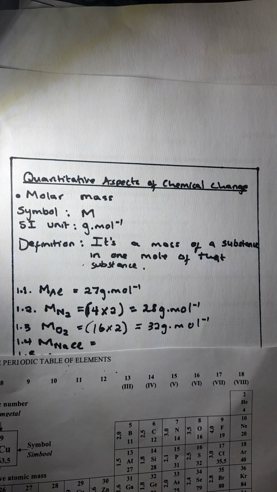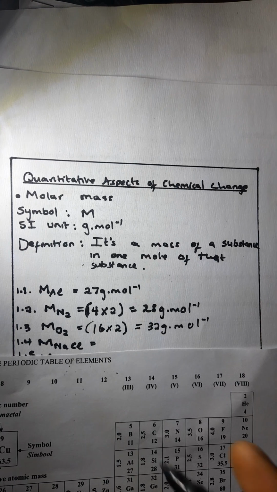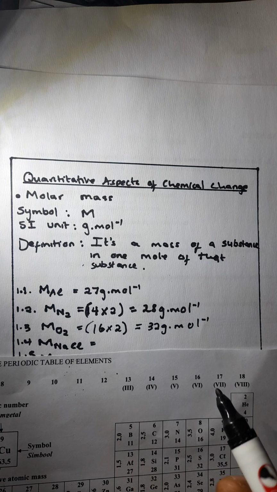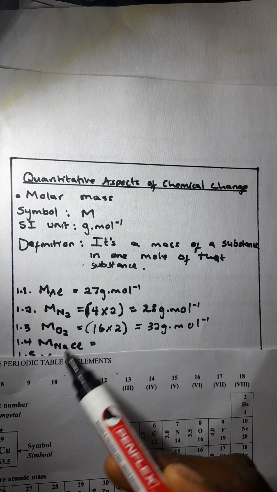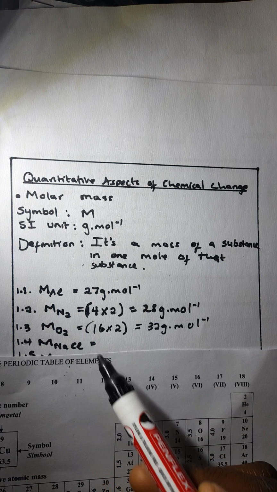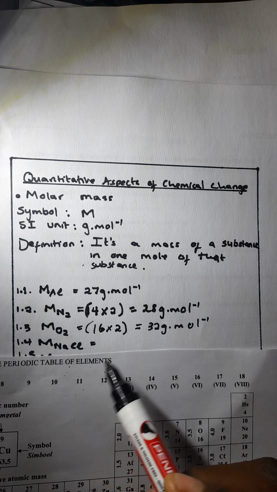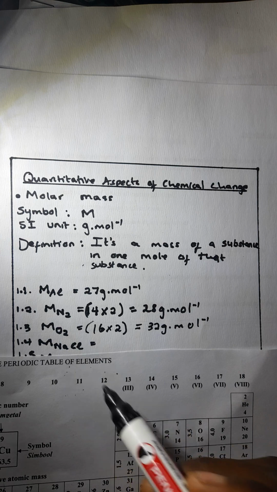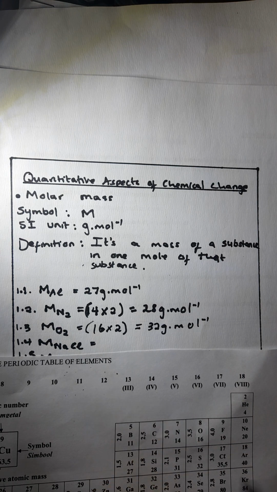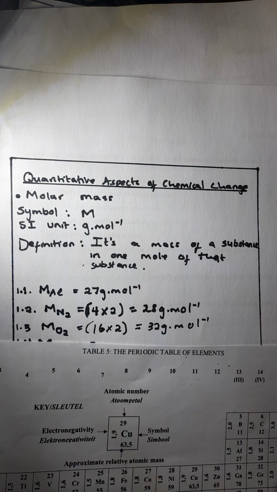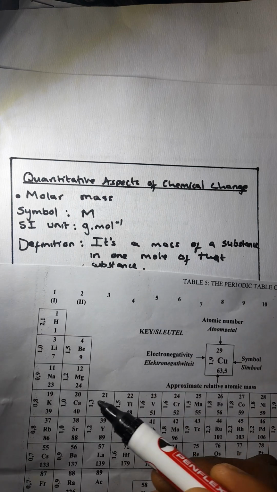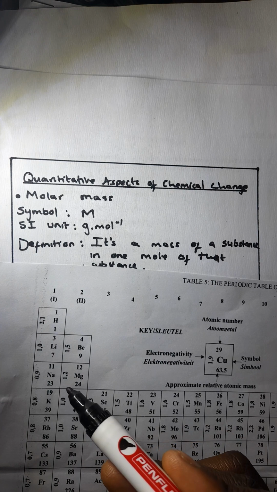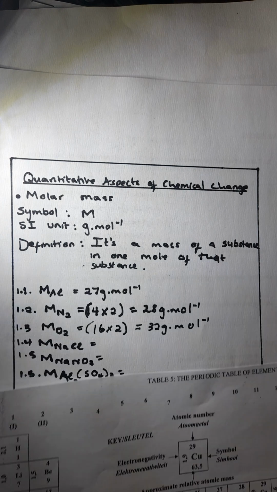Now let's look at this compound. We are going to look for the molar mass of sodium chloride. You must think about it: you need to know how many atoms are in this compound. We know it's an ionic compound, table salt. Let's look at sodium, which is number 11 on the periodic table. What is the molar mass of each sodium atom? It's 23 grams per mole.